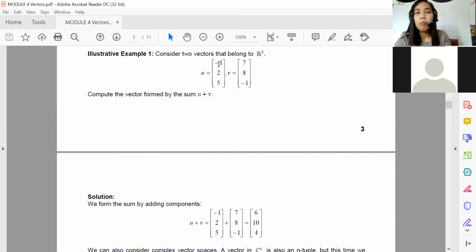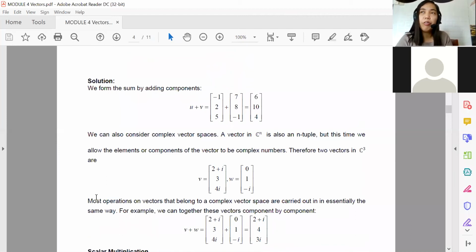So we will just add -1 plus 7, it's 6, 2 plus 8, it's 10, 5 plus -1, it's 4. So this is the answer. We now have a new vector. So we have 6, 10, and 4.